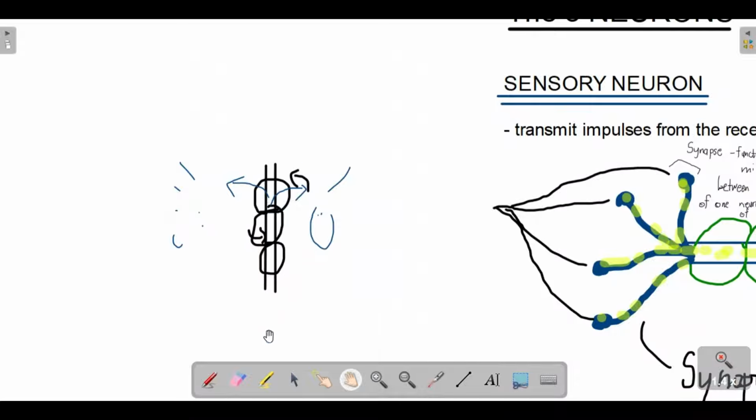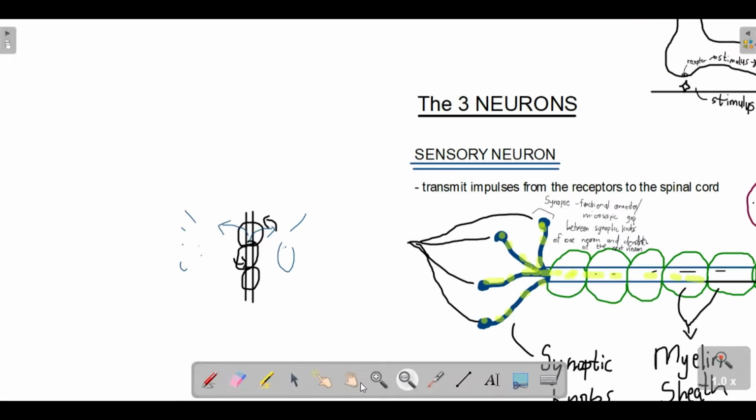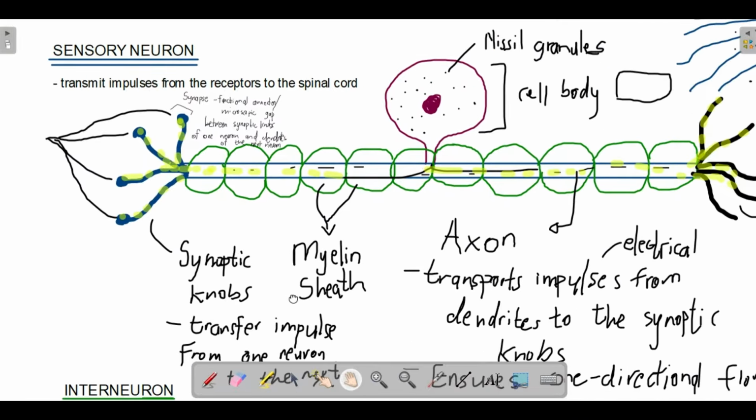You don't want to shock or damage the neighboring structures. So you have to have a material that will prevent that transfer of electrical current to other regions. We call that an insulator, and the myelin sheath serves that function. It prevents the electrical current from moving sideways to affect other regions or shock the neighboring structures. So we need an insulator there, and the myelin sheath plays that role.